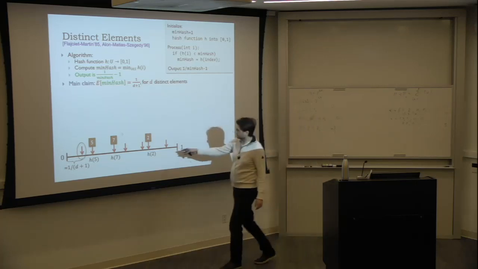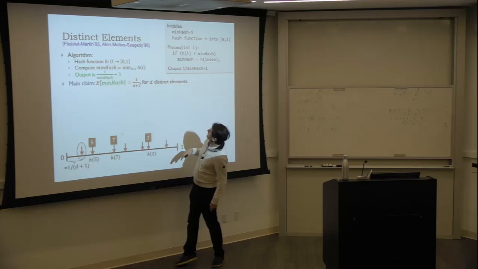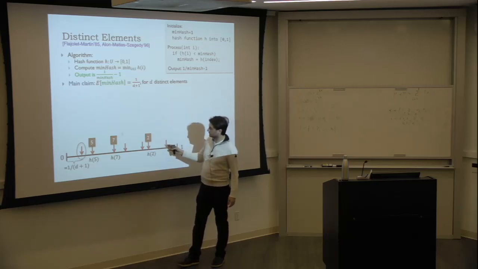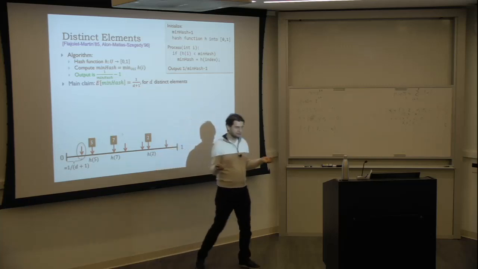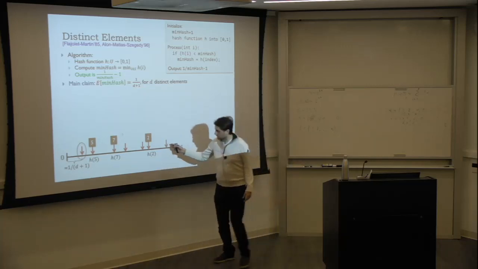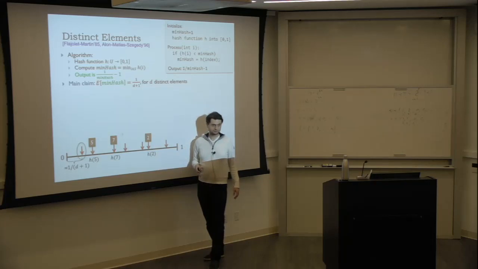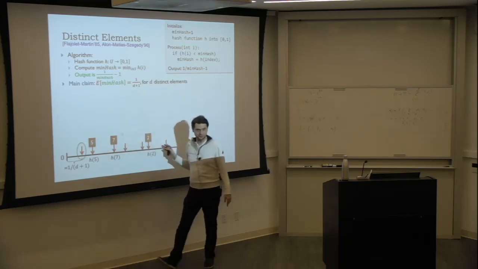Well, how many different arrows are there? Okay, where these number of distinct elements. Well, there are d arrows. All these different items are completely random here, IID. So kind of idealistically, then perhaps they're equally spaced.